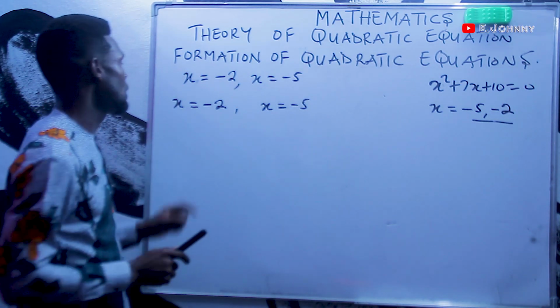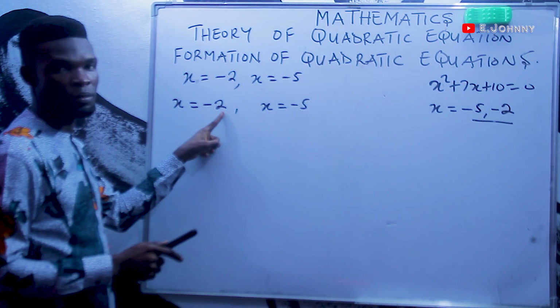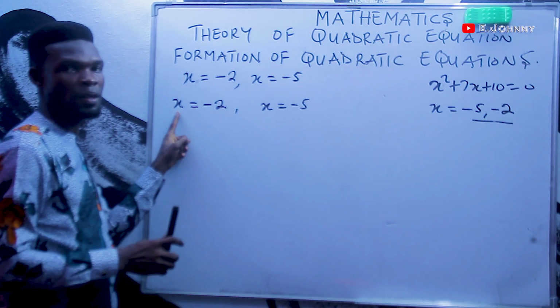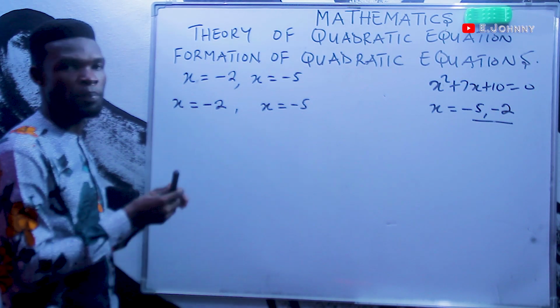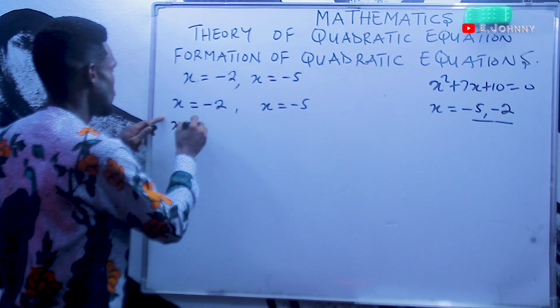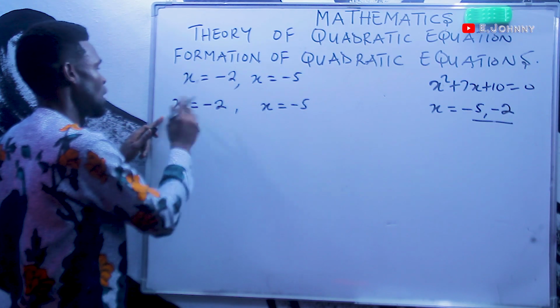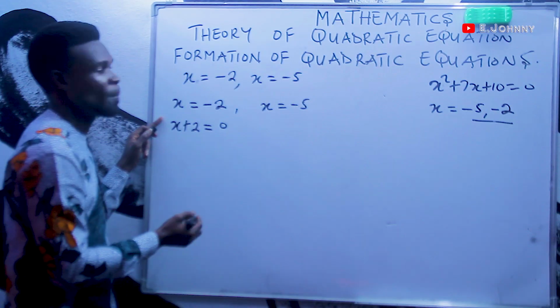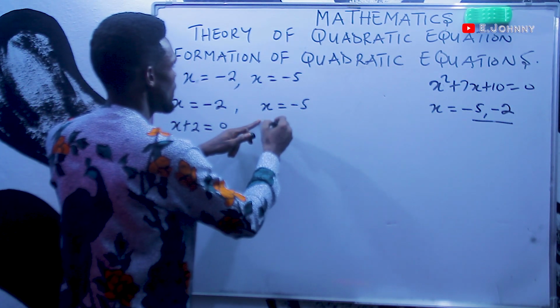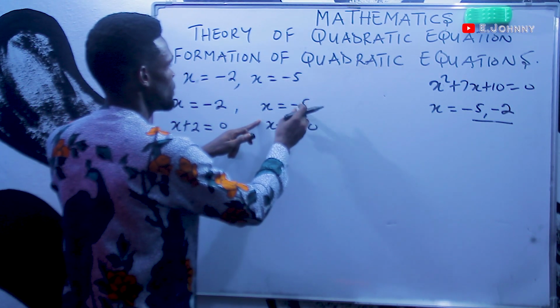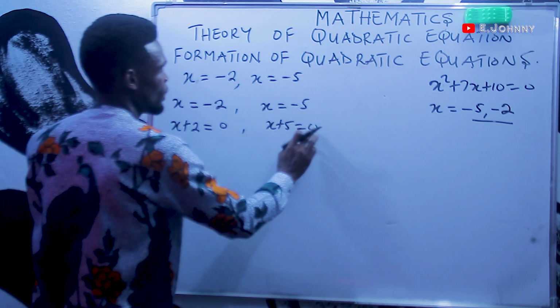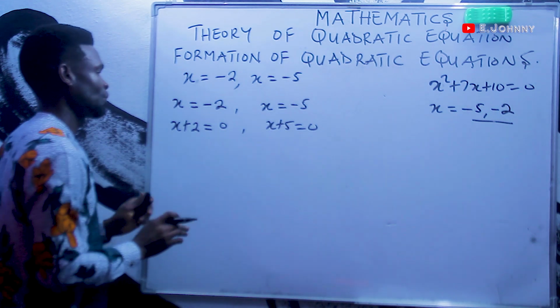So the first step is take minus 2 to the left hand side. Minus 2 will cross to become plus 2. So you have x plus 2. When you take plus 2 to this side, what is there now is 0. And here, x plus 5 is 0. This minus 5 crosses to become plus 5 equals to 0.